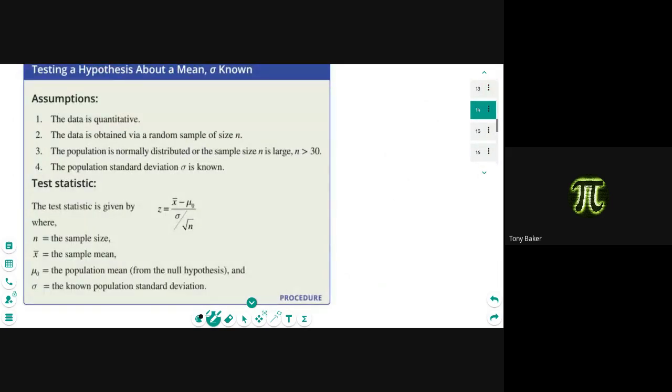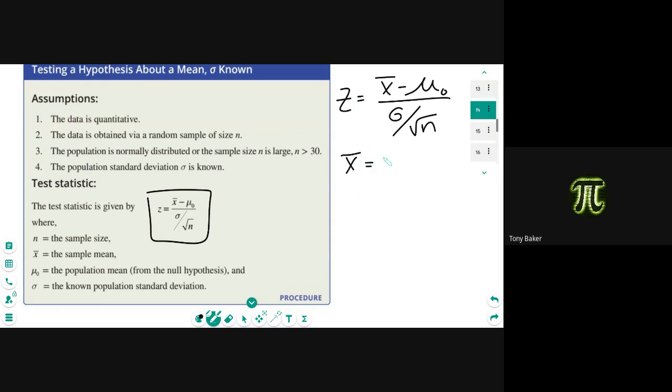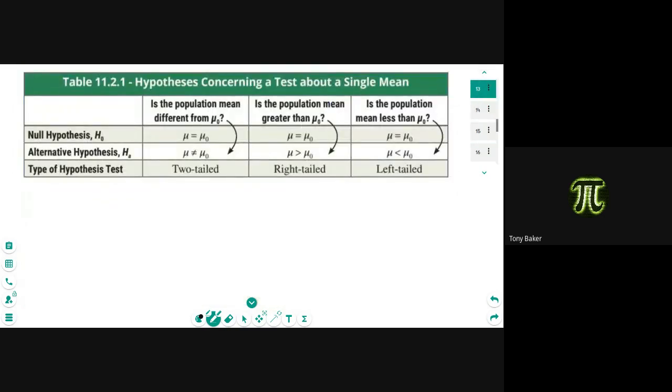So this is the formula for it. You need to know your sample mean, which is 154 in this case. We need our null hypothesis value, which was 150. We need my standard deviation, which was 15. And the sample size, which I think was 100.